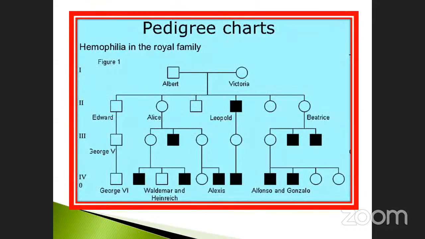So this is the pedigree chart of hemophilia in the royal family. Victoria and Prince Albert. Albert is the husband of which one? The square is the symbol of male, the round is the female, Victoria. Both are married, and that connection is called marriage. As a result, you will get the possibilities. What are they? Edward, Alice, and Leopold, and also Beatrice.